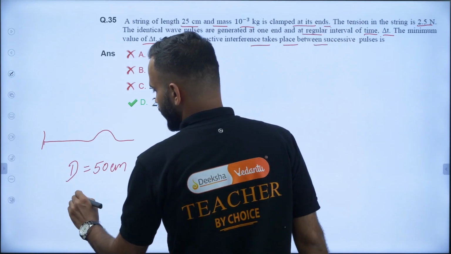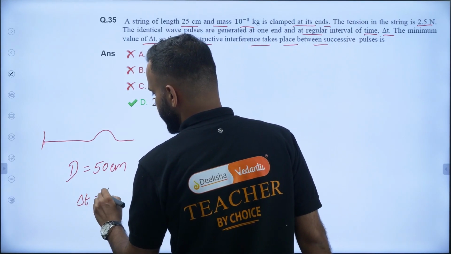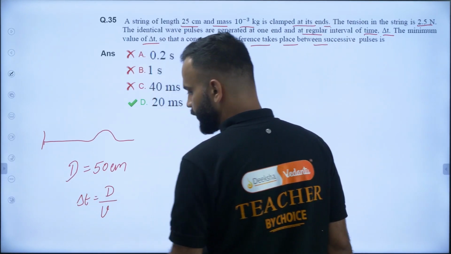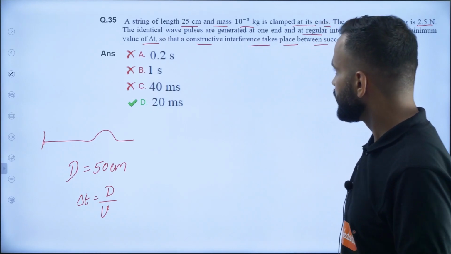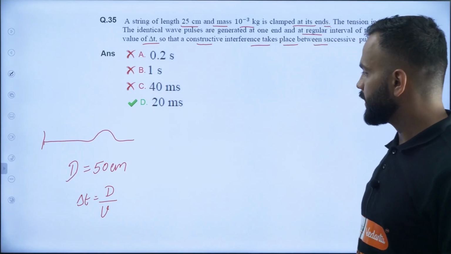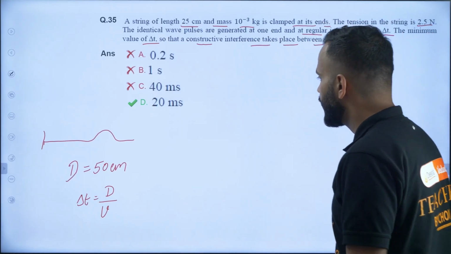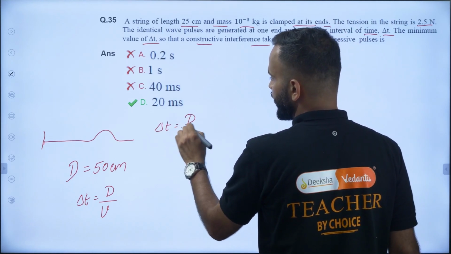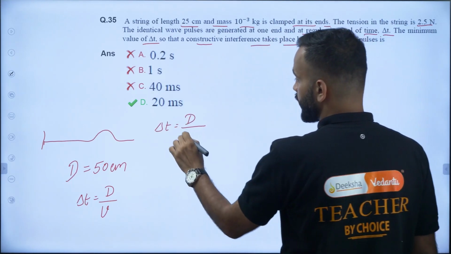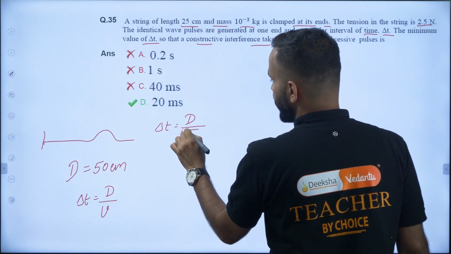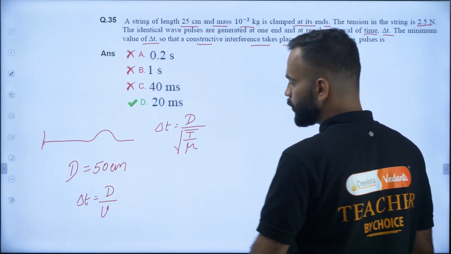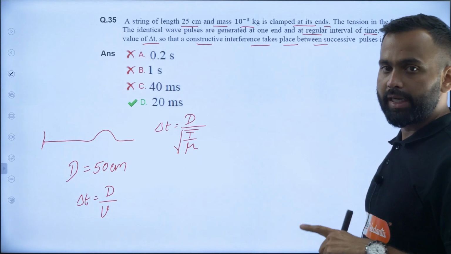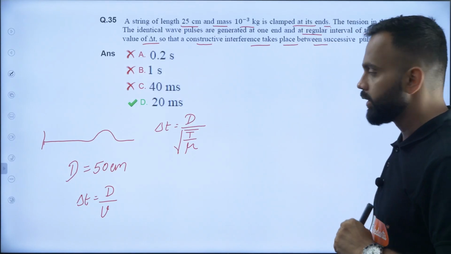So delta t is equal to distance traveled by the wave divided by velocity of the wave in the string. So we need to find the velocity of the wave in the string. Now delta t is equal to d divided by, what is the velocity of the wave in the string? Root of T divided by mu. What is mu? Mass per unit length, that is linear mass density of the string.